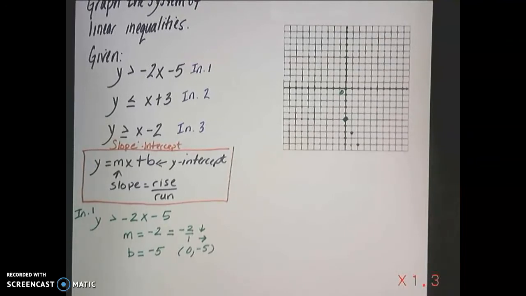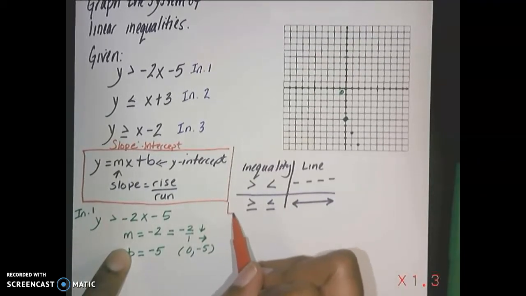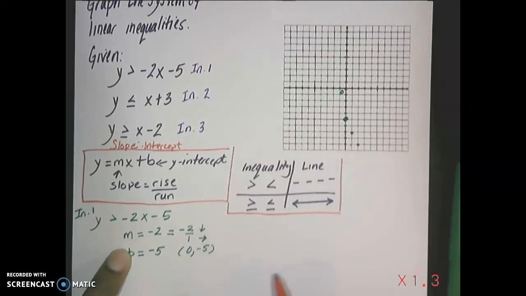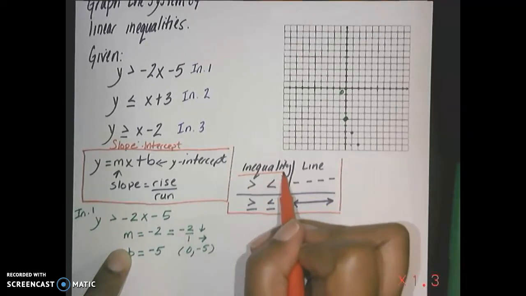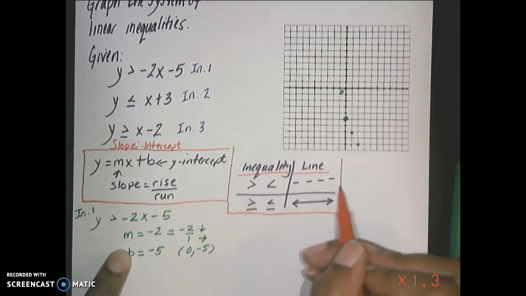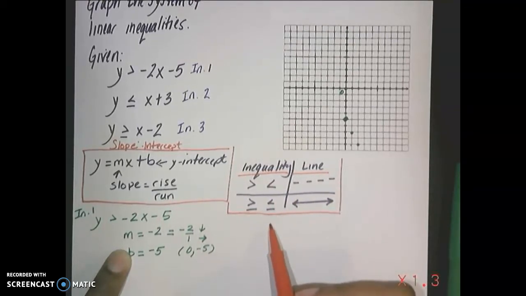Something else that comes up that's very important in addition is what our line looks like. So give me just a second. I want to write that down as well. Okay, folks, I wanted to give you just a little bit more information. This is something that's important, something that you may have seen before. If we have an inequality that is greater than or less than, we're going to have a dash line.